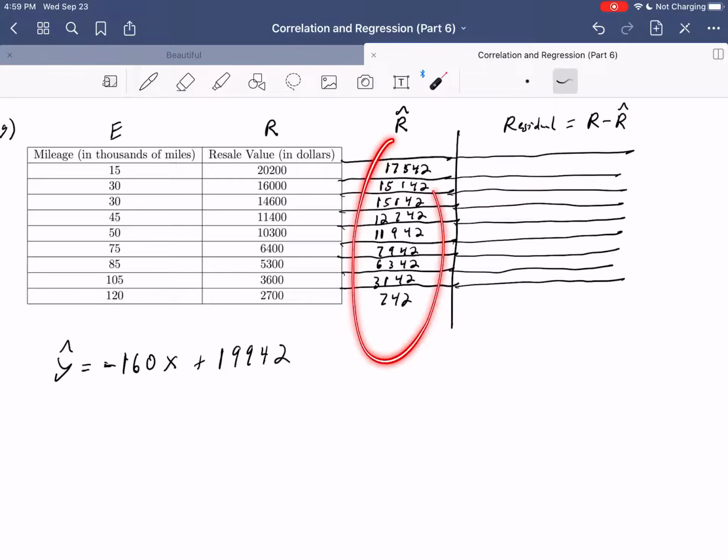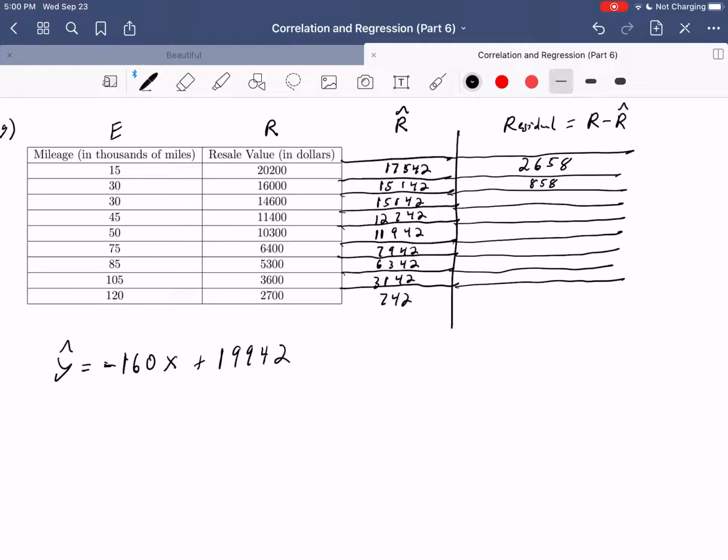So those are all the predicted values. We're saying for each of the vehicles that we saw in our sample, this is how much we thought it should have been worth. Now we can calculate the residuals by simply subtracting across. So we'll take 20,200 minus 17,542. So our first residual should be 2,658. Next one, 16,000 minus 15,142, should get 858.